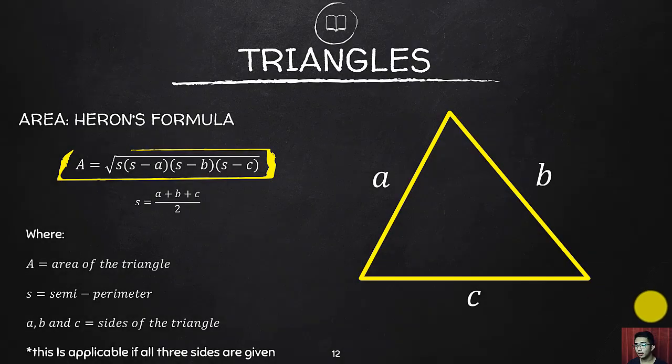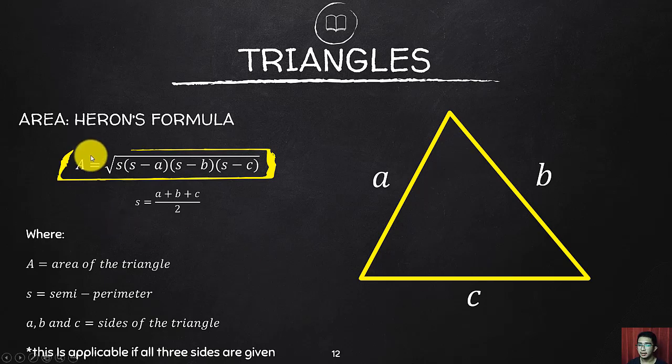The last, another alternative formula for the computation of the area of a triangle, is Heron's formula, or sometimes called Hero's formula, or Hero of Alexandria. If you'd like to look into the history of this formula, kindly do it yourself. However, this formula is only used when all three sides of the triangle are given. When all three sides are given, let's say a, b, and c, Heron's formula can be used easily to solve for the corresponding area.